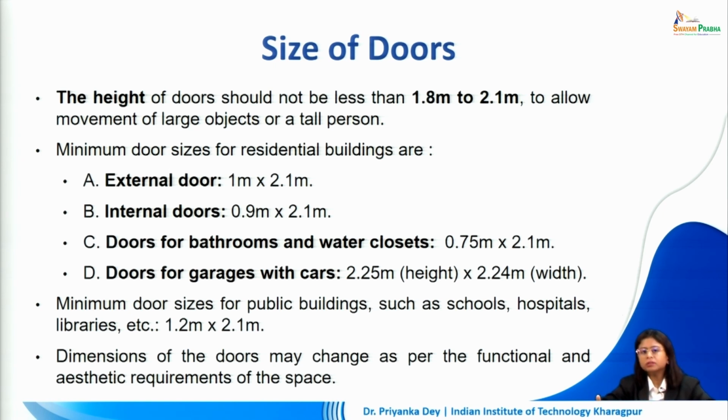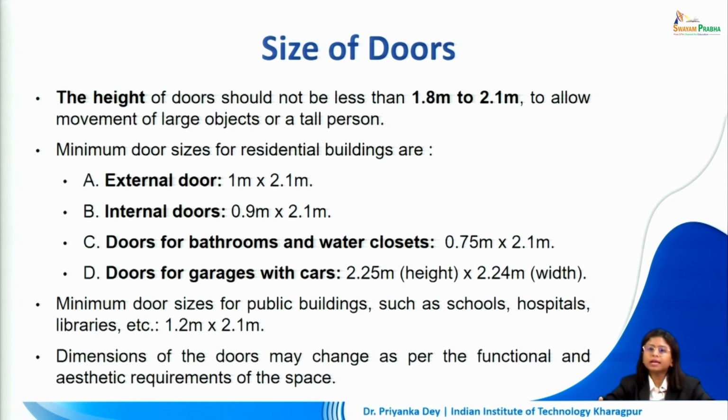In general, the height of the door should not be less than 1.8 meter to 2.1 meter. This will allow easy movement for large objects or a tall person. One has to keep in mind that this door will be the only point of entry through which furniture will be shifted in and out of the room. So, not only people, but it should be large enough to allow easy movement with furniture.